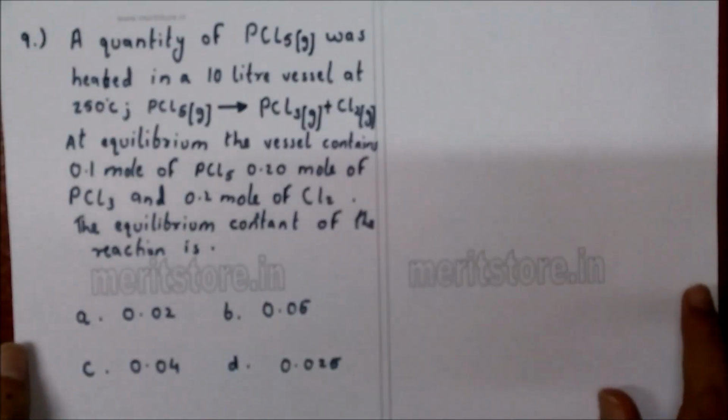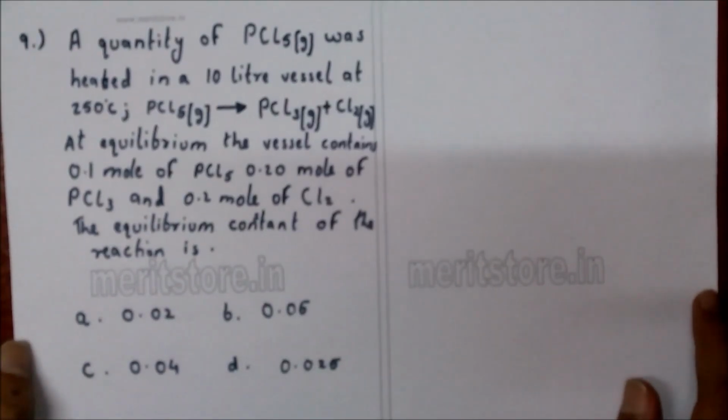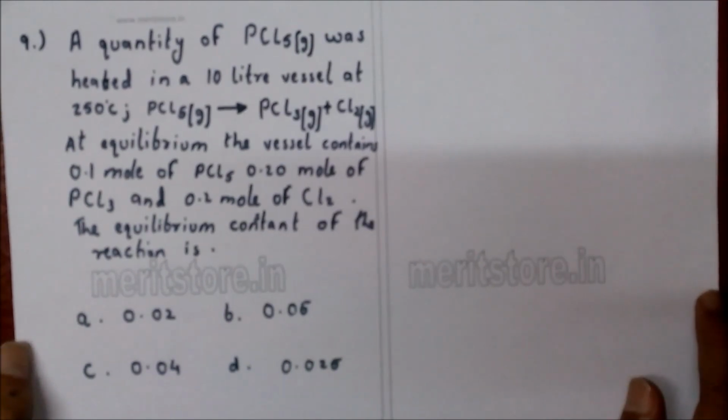A quantity of PCl5 was heated in a 10 liter vessel at 250 degrees Celsius. PCl5 gas will give PCl3 plus Cl2. At equilibrium, the vessel contains 0.1 mole of PCl5, 0.2 mole of PCl3 and 0.2 mole of Cl2. The equilibrium constant of the reaction is.